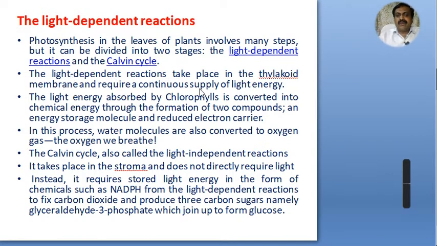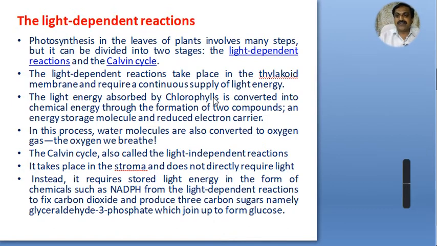The light dependent reactions take place in the thylakoids. I told you earlier already, the thylakoid membranes, and they require a continuous supply of light energy for the light reaction to happen. The light energy is absorbed by chlorophylls, which are present in the photosynthetic units.